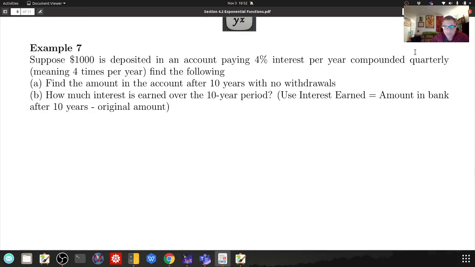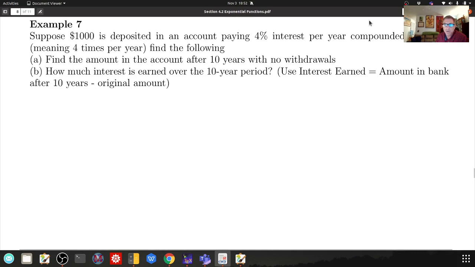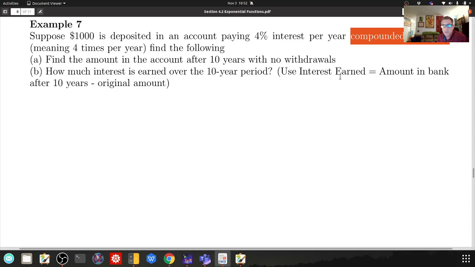Suppose that $1,000 is deposited in an account paying 4% interest per year, compounded quarterly. That's just financial speak for meaning it's compounded 4 times a year. So find the following. A, find the amount in the account after 10 years with no withdrawals. And B, how much interest is earned over the 10-year period. Here's a formula you will use: interest earned is equal to the amount in the bank after 10 years minus the original amount.